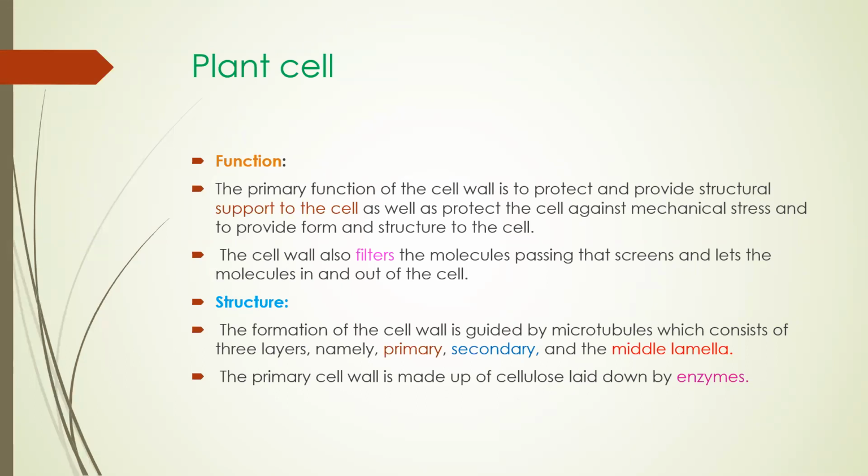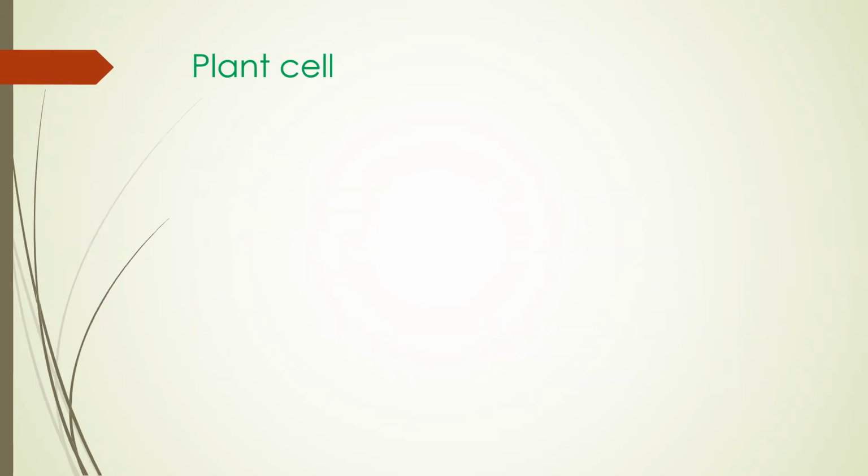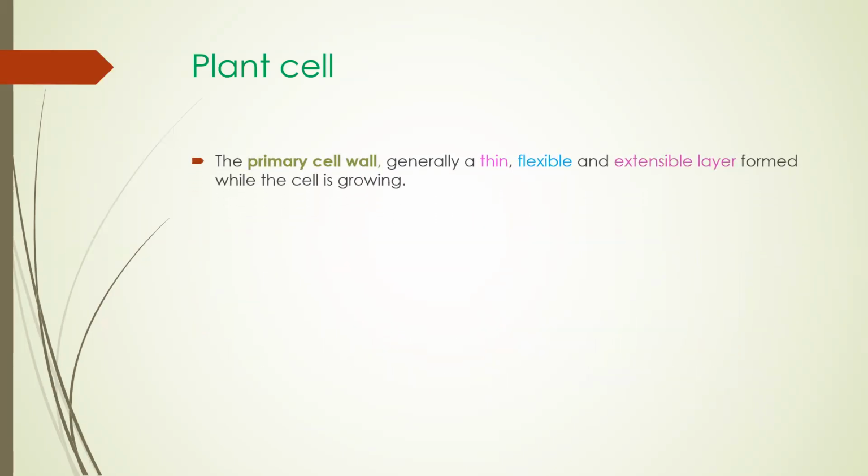I will explain one layer at a time. First one is the primary cell wall. The primary cell wall is made up of cellulose. It is very, very important. The primary cell wall is made up of cellulose laid down by enzymes. The primary cell wall is generally a thin, flexible and extensible layer formed while the cell is growing.